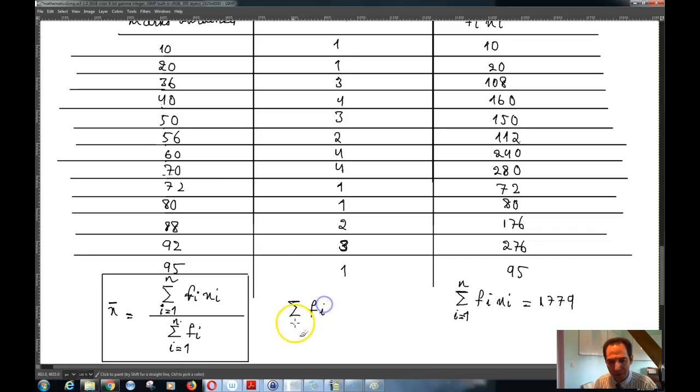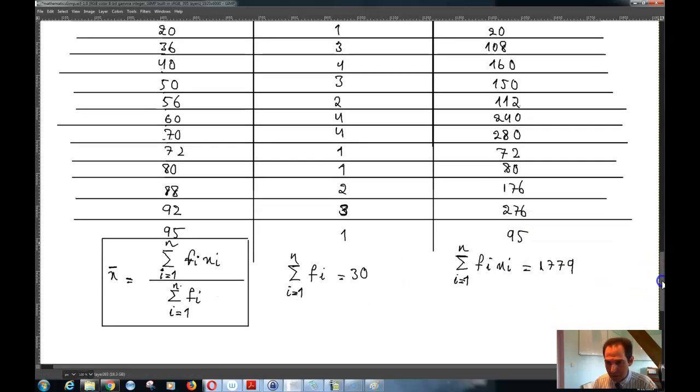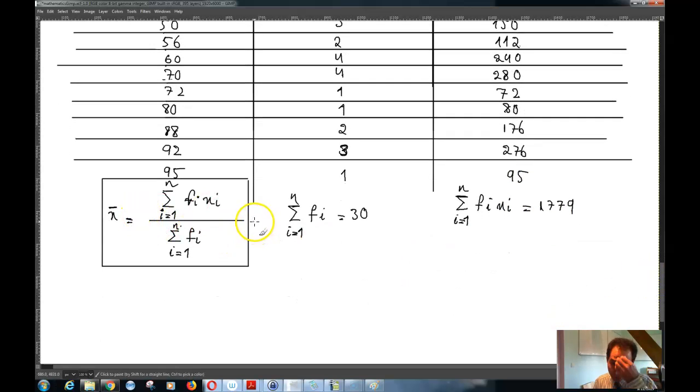So then sigma f of i, as i goes from 1 to n, is equal to 2 plus 3 is equal to 5, 9, 12, 14. 14 plus 8 is equal to 22, 24, 26, 29, and 30. That is 30.